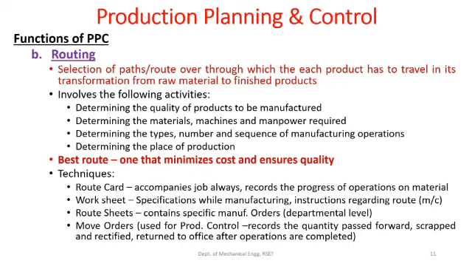Now the next technique is the use of route sheets. Route sheets contain specific manufacturing orders, which are generally department level orders. They also specify the route that a particular component or raw material has to pass through in its transformation to the finished product through a particular department. So that technique is called a route sheet. It's a very specific kind of worksheet that is specific to a particular department.